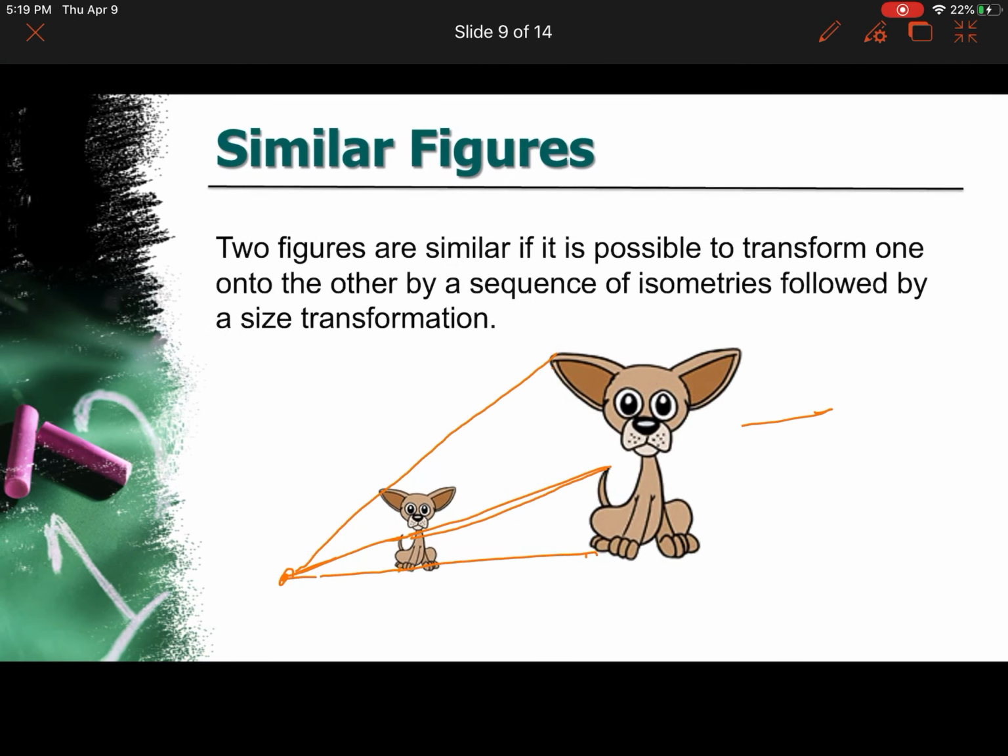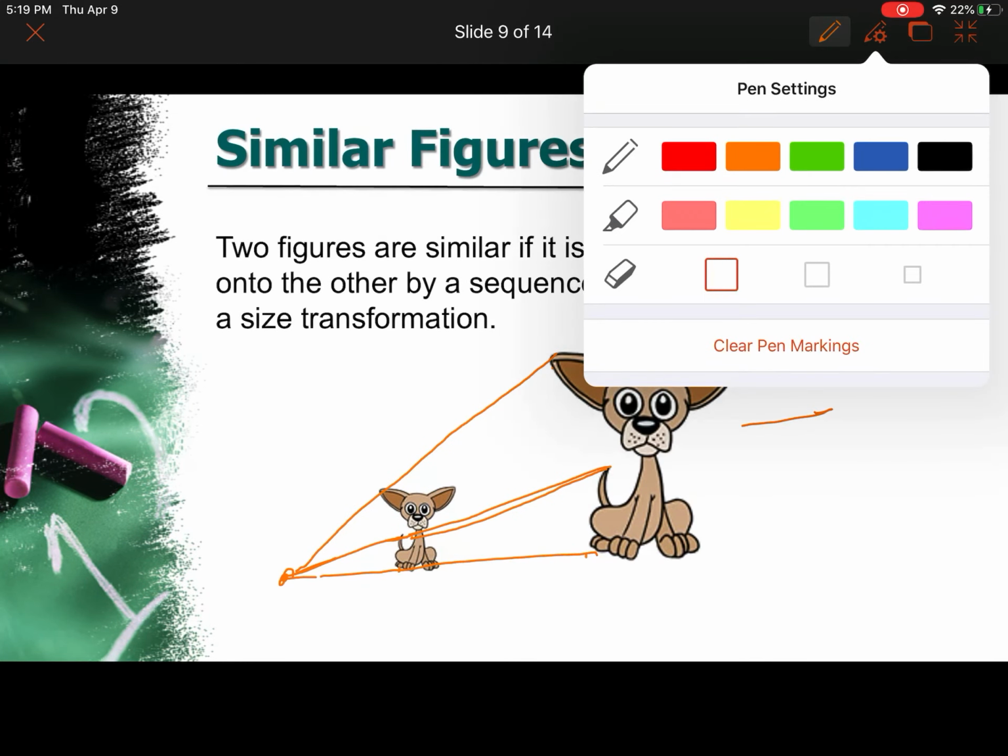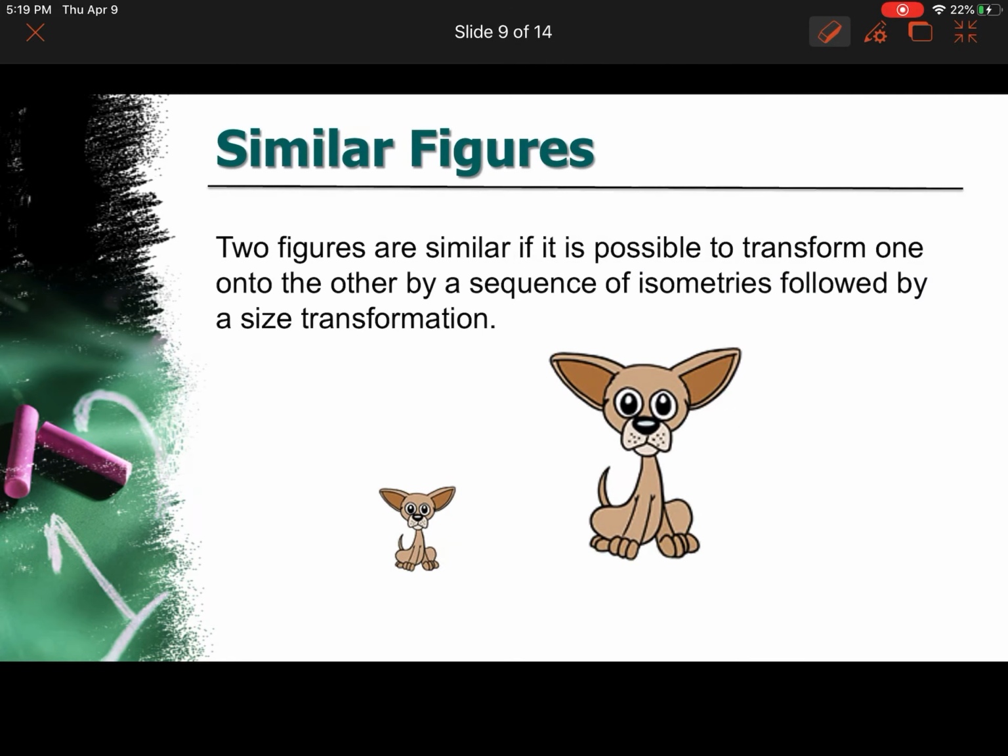now it doesn't have to be just a dilation. I could translate this little dog over to here and then make it big. I could match up a point. I could make that my center of the dilation. I could reflect it a couple of times. It is going the same direction, but we can use any of those rotations, or any of those transformations, any of those isometries, and a size dilation, and that would give us a similar figure.